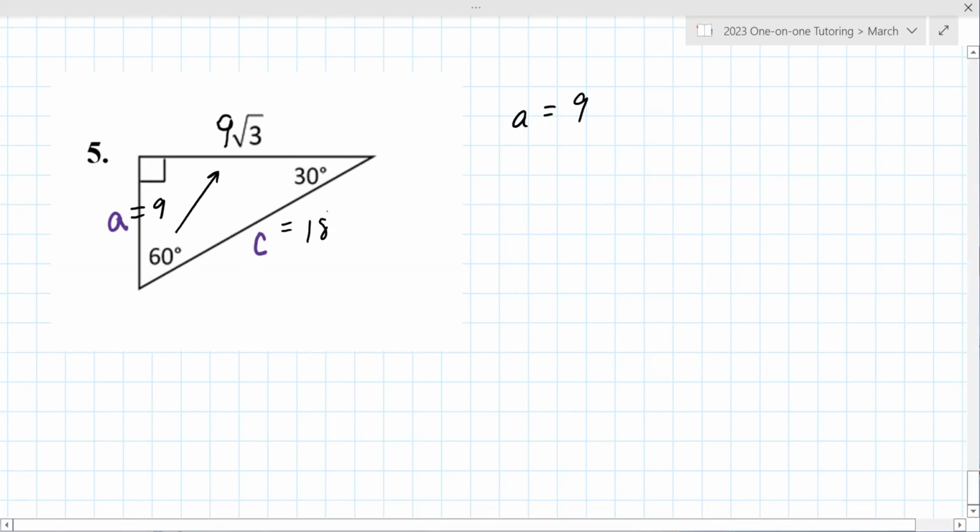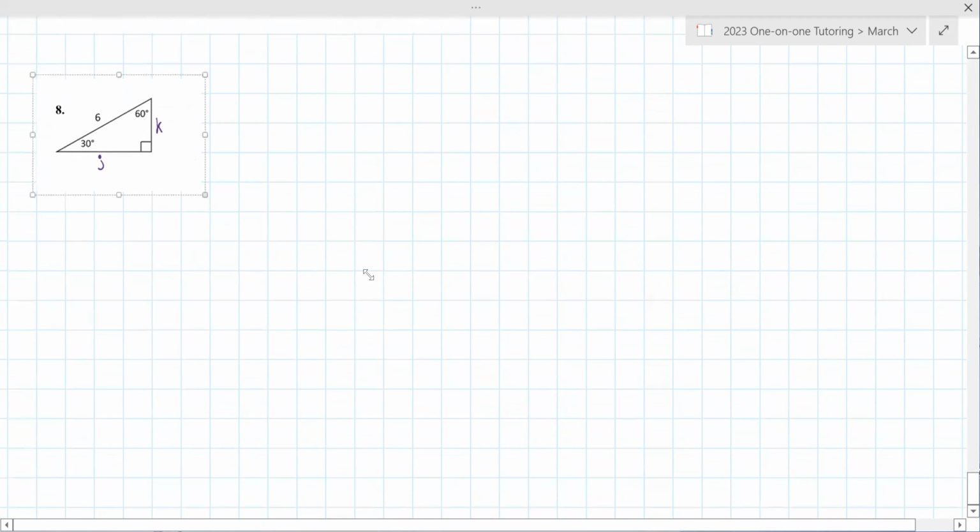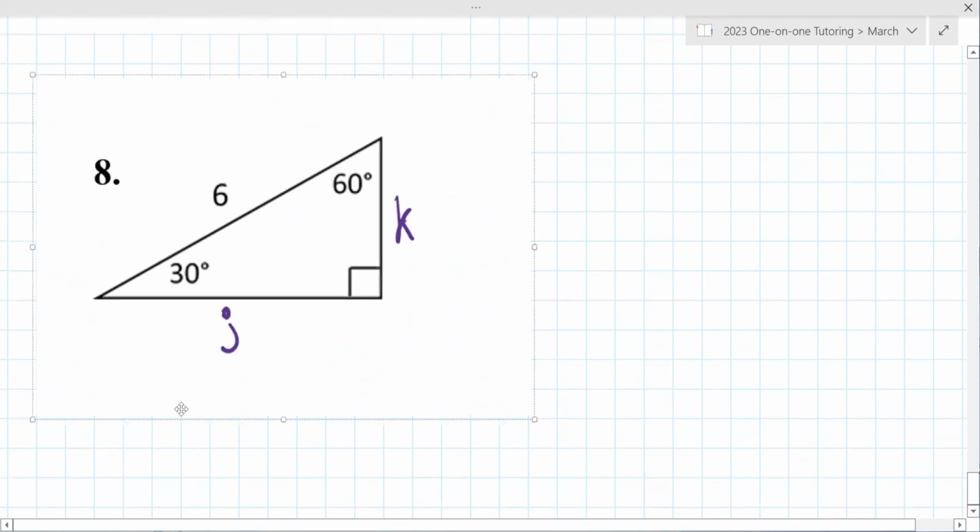Very good. So we did 6, we did 7. Looks like we're up to 8. 8 would be, so the hypotenuse, which is 6, is 2x. So then x would be, A would be 3. Good. And then the short leg, which is K, would also be 3. And then J, the long leg, would be 3 square root 3. Very good.